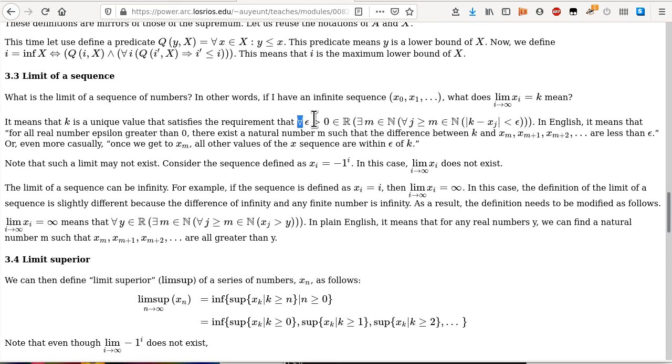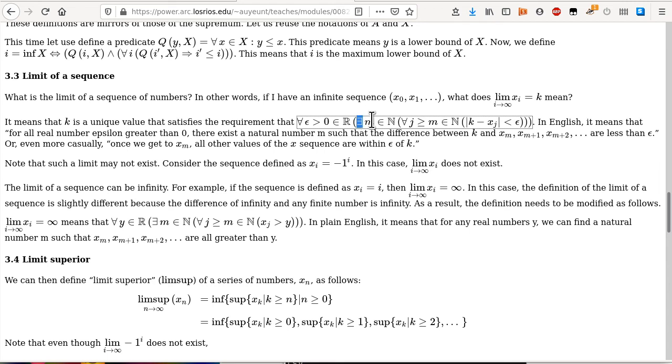So the first part is a quantifier. We already understand what a quantifier is. This one is basically saying, for every epsilon that is greater than 0, and epsilon is an element of the real number set. So all it is really saying is, for every real number epsilon that is greater than 0, it is not 0, it has to be greater than 0, the following has to be true.